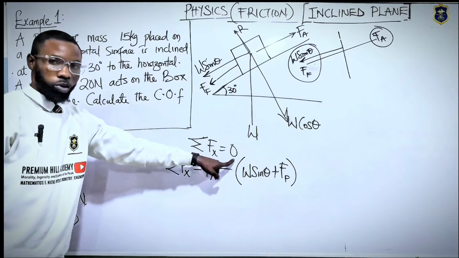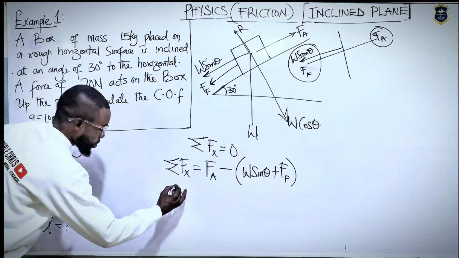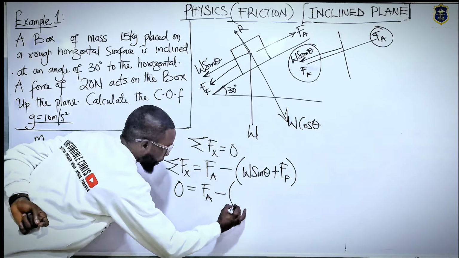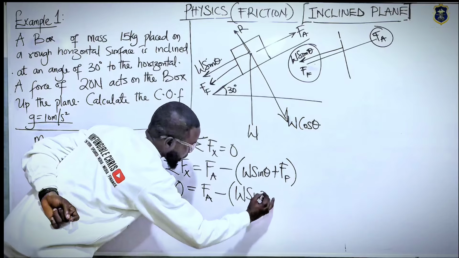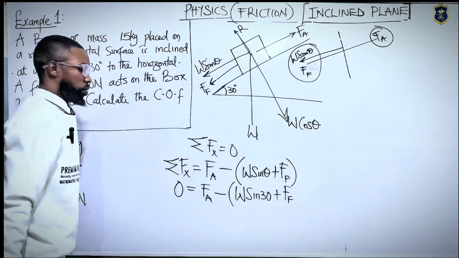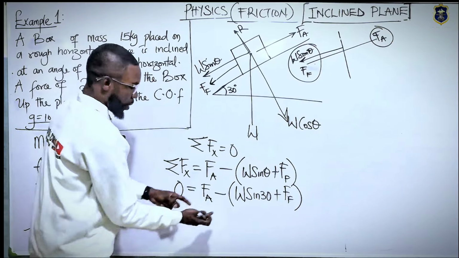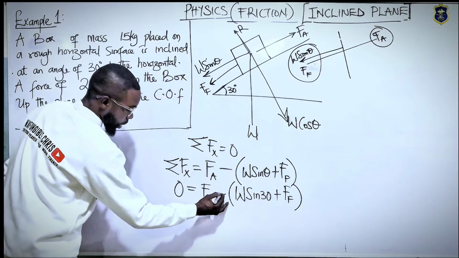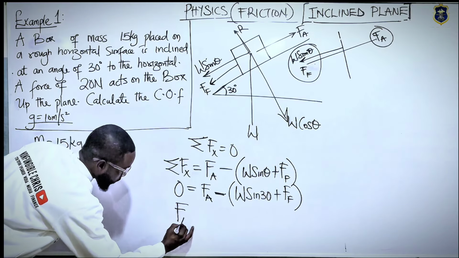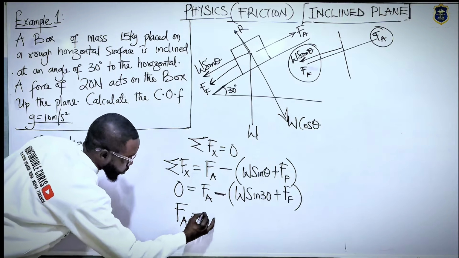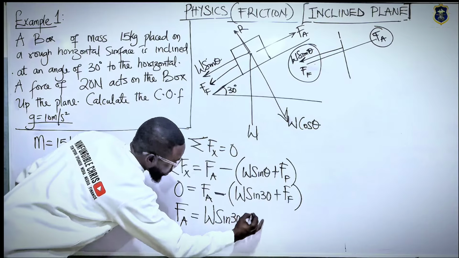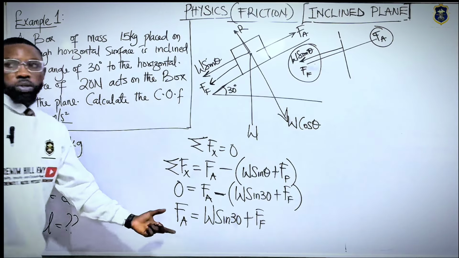Remember, the sum of forces is 0, so here it becomes 0. That means 0 is equal to FA, applied force, minus what? W sine 30, because theta there is 30, and frictional force FF. So if we collect like terms, there's a minus sign here. Since it's in a bracket, if we carry it out, it's going to look like this. FA, applied force, is equal to what? W sine 30 plus what? Frictional force. Are you getting it?